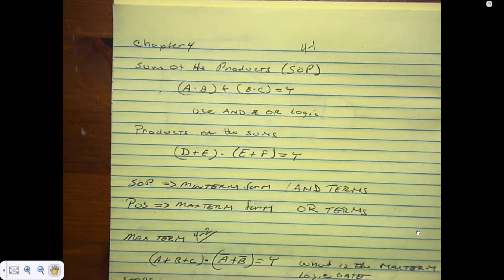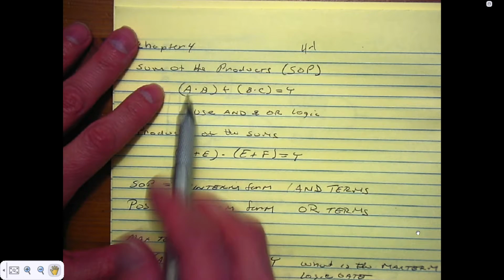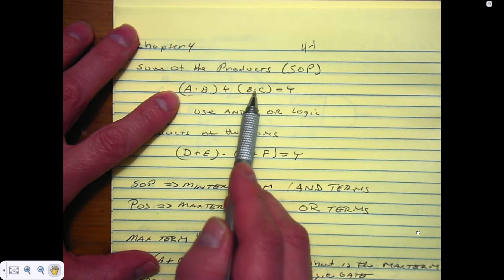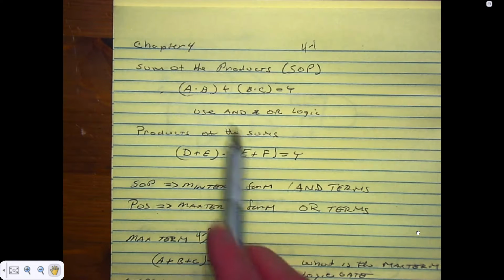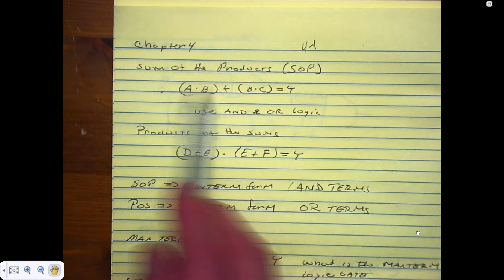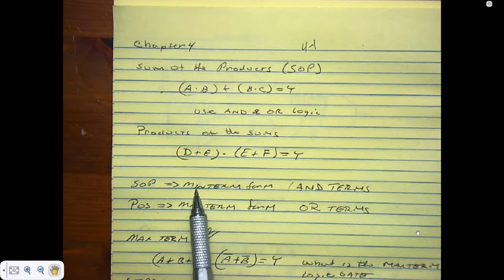So first thing we want to do is talk about the sum of the products. Sum of the products are what I call SOPs. If you look at this part right here, the sum of the products, this is A and B ORed with B and C. So we have an AND and an OR logic in here. These parts, the A and B and the B and C, we can actually call our minterm forms. These are the AND terms.